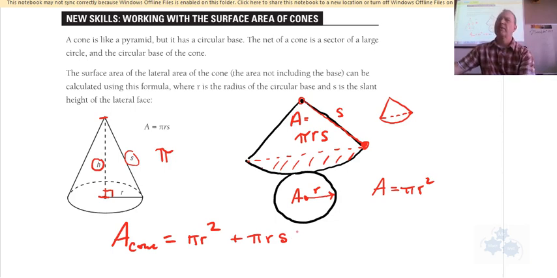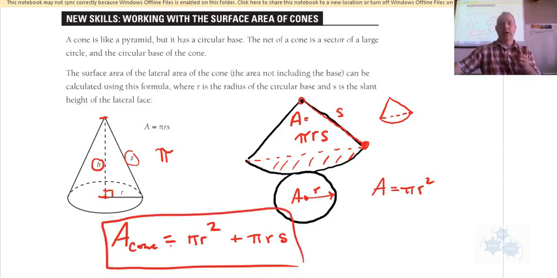Is there any other way without using s? No, you have to use s. You have to use s. So make sure this is written down. Write this down. Area of a cone: pi r squared plus pi r s.